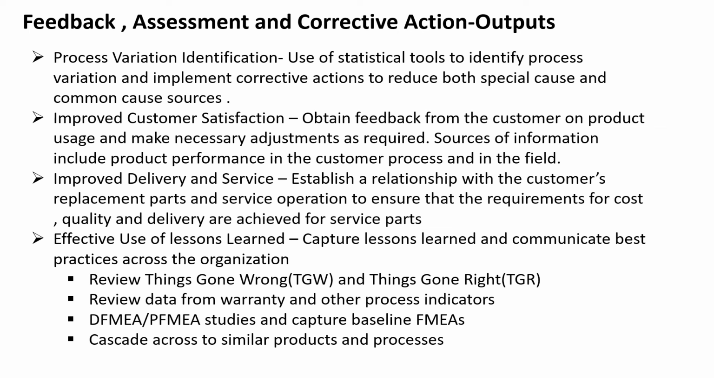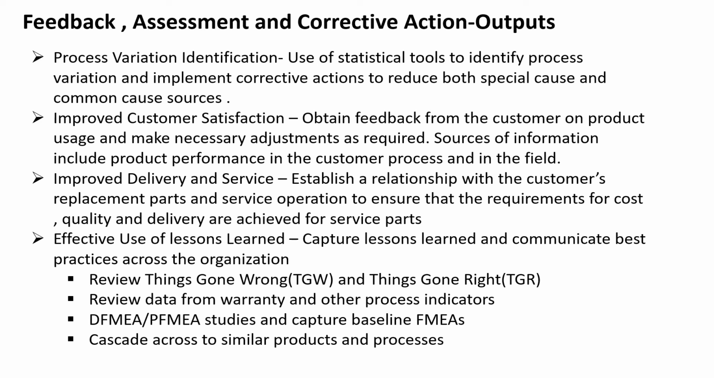The next thing is improved customer satisfaction: obtain feedback from the customer on product usage and make necessary adjustments as required. Sources of information include product performance in the customer process or in the field. You have to collect the feedback from the end customer on the performance of your product, so the end user. Then improved delivery and service: establish a relationship with the customers, replacement part, and the service operation to ensure that the requirements for cost, quality, and delivery are achieved for service parts.